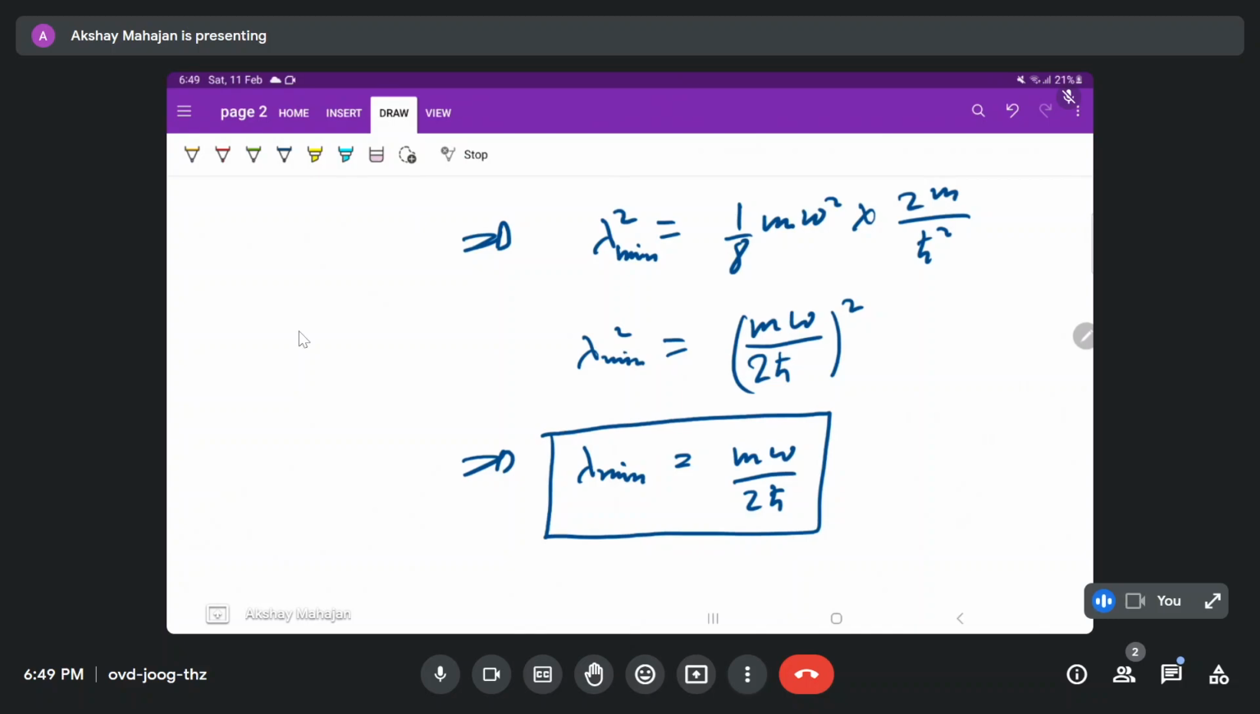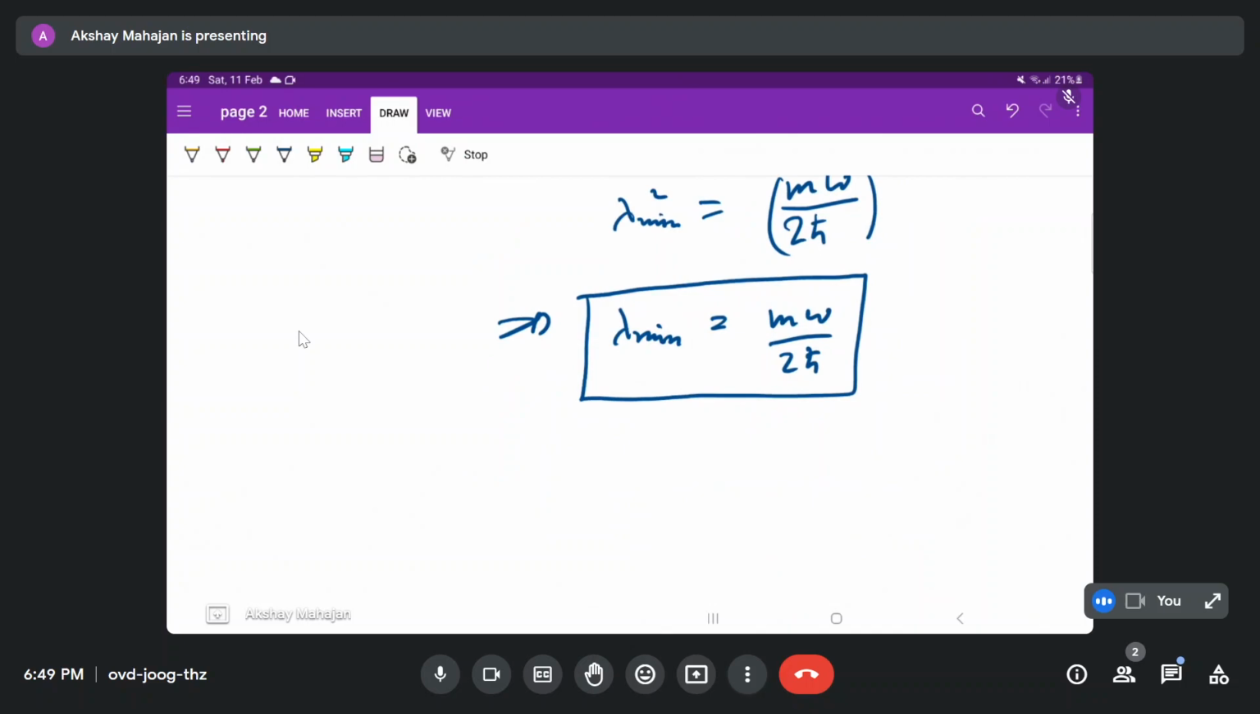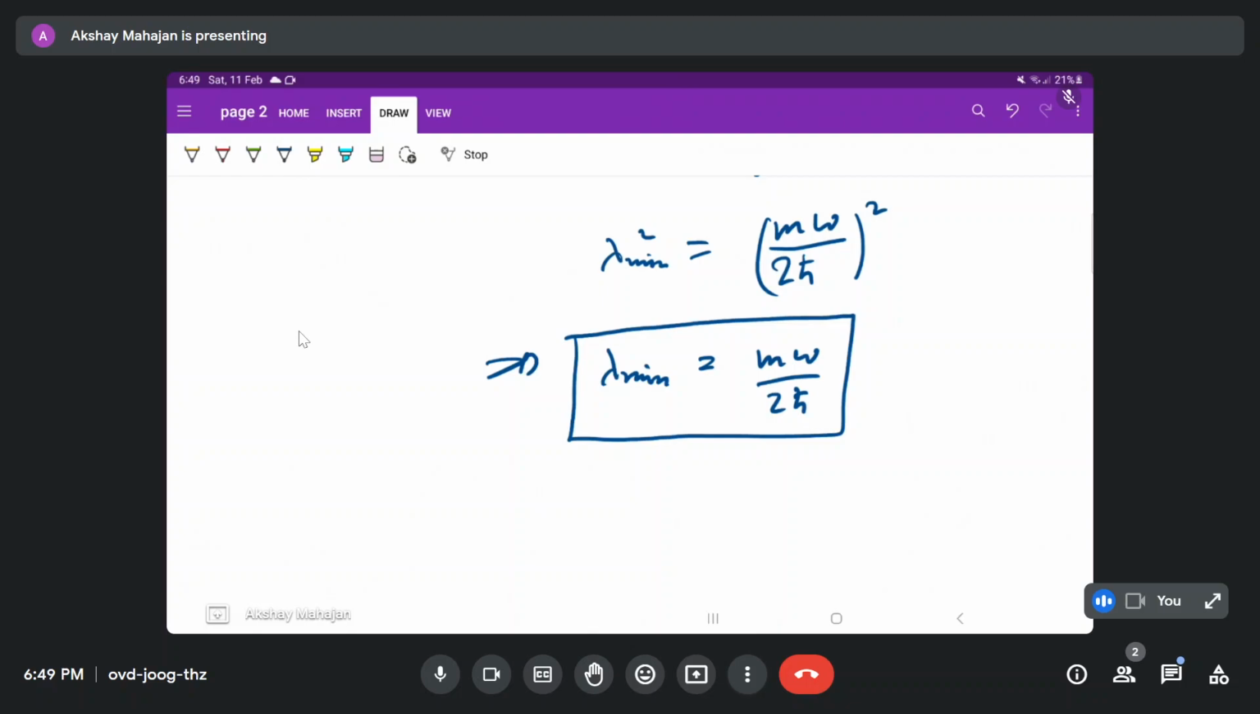There could be a plus or minus m omega by 2h cross, but you can check it. This is the lambda min that we will get from the variational principle. If you want to check, you can take the double derivative of the energy and see that this will give you a minimum. Alright, so we have this value. Now we just need to find our ground state energy E5 at lambda min.